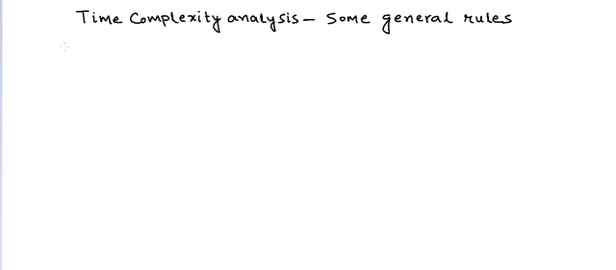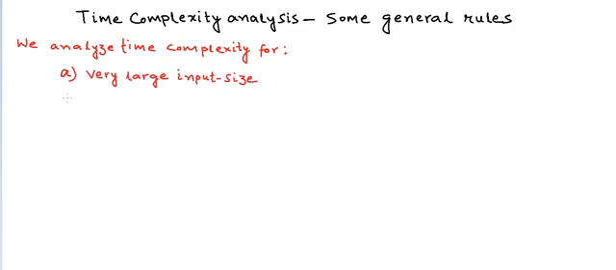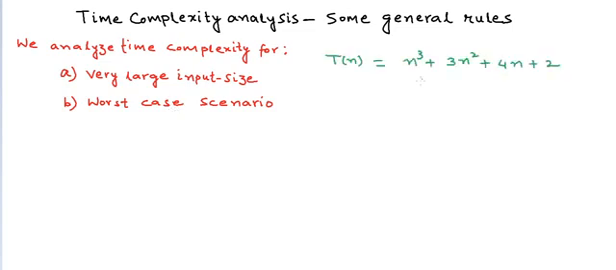Before we start discussing these techniques, I will make two statements, and the statements are that we analyze time complexity in most cases for A, very large input size, and B, worst case scenario. Now, what can be a worst case scenario apart from very large input size is something that we will discuss later in some examples.